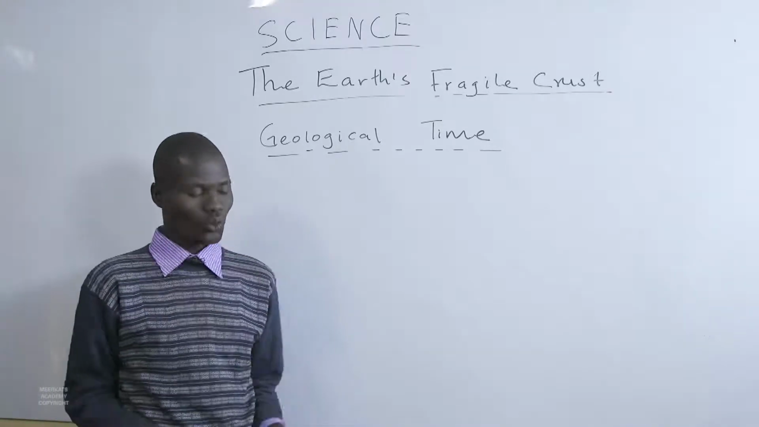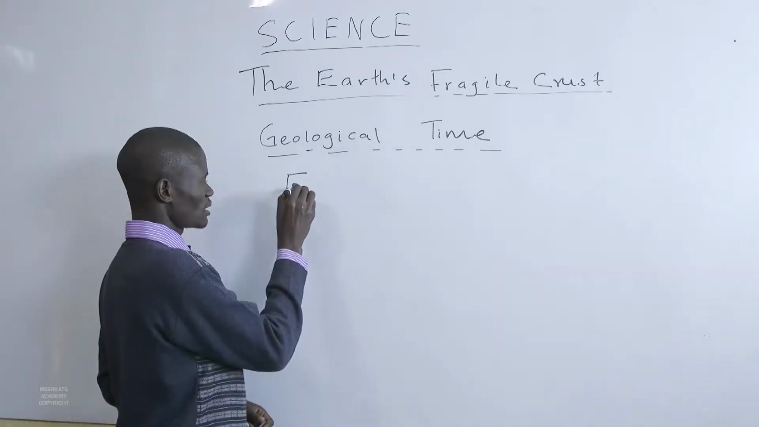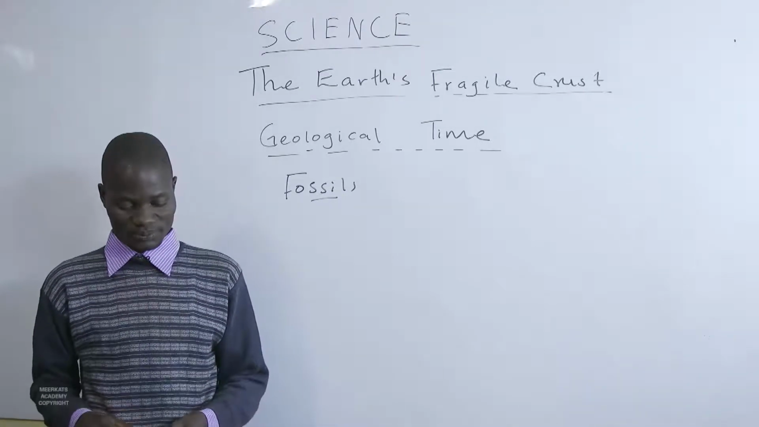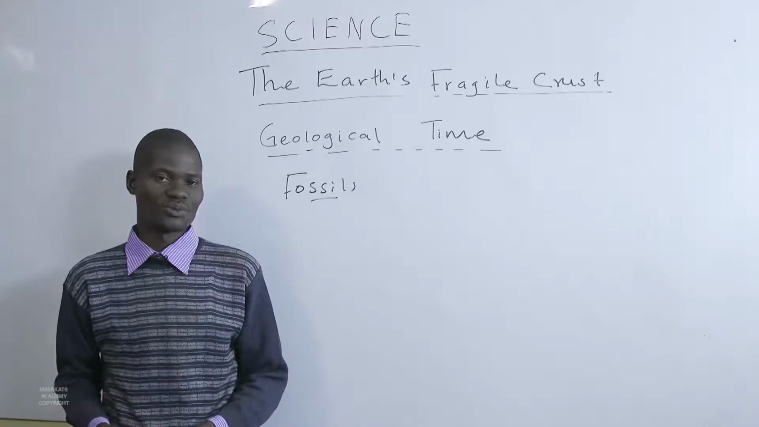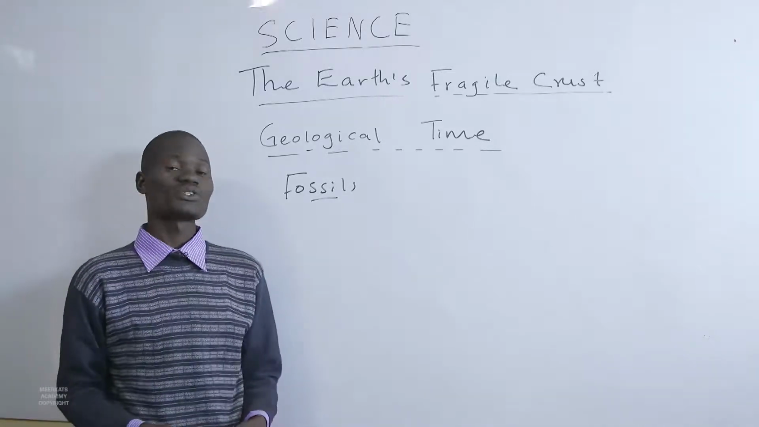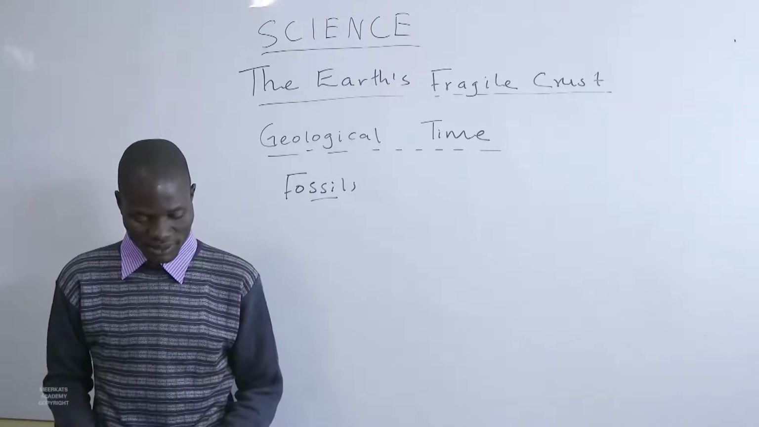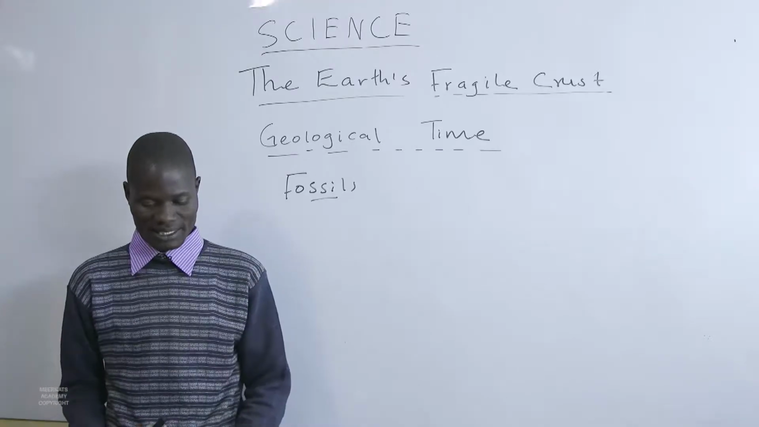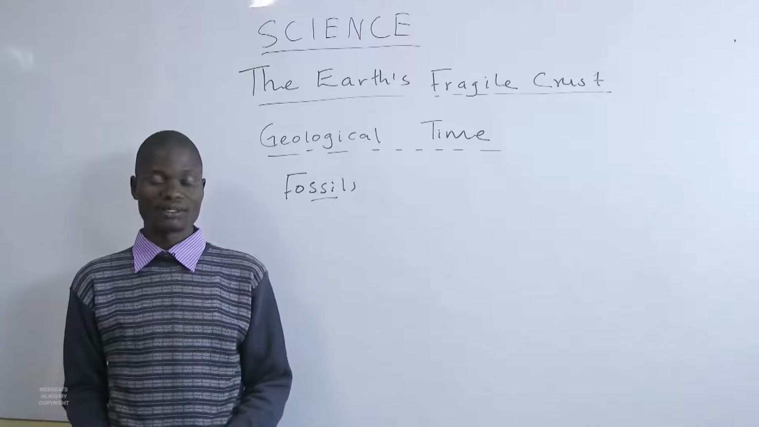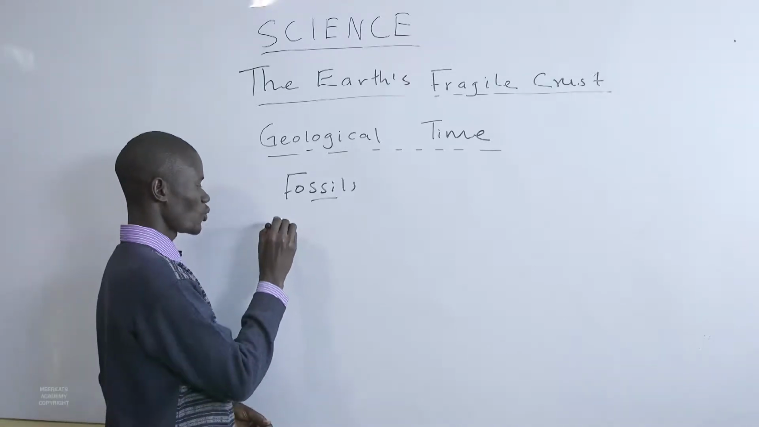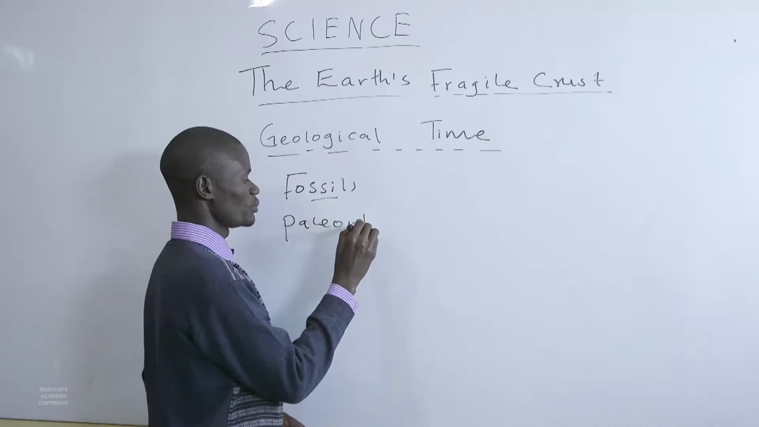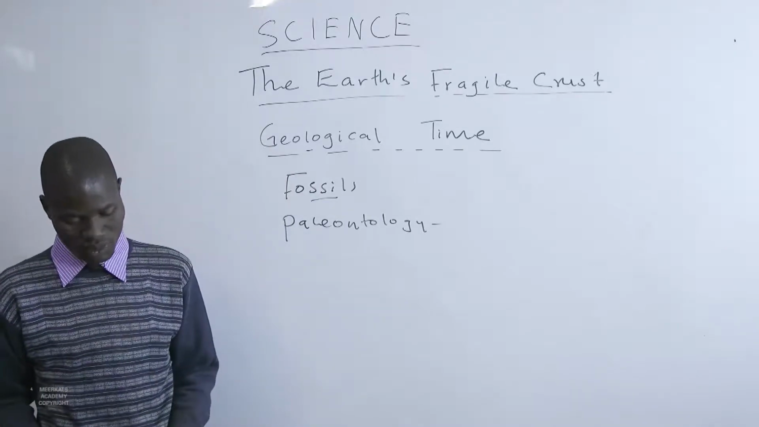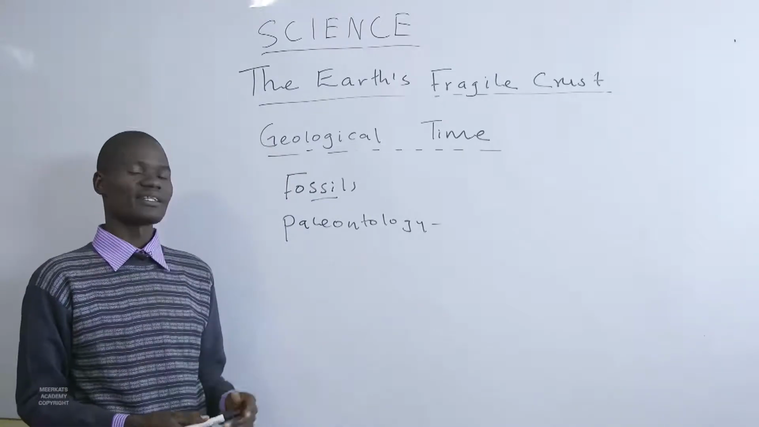of fossils. When we look at fossils, that is where all the origin begins. Because what do geologists do? What do paleontologists do? Paleontologists study what we call fossils. And the story of life on Earth is told by the fossils it contains. Therefore, paleontology becomes a branch of geology that studies fossils.